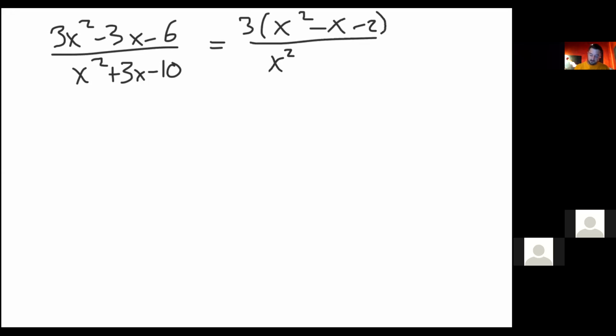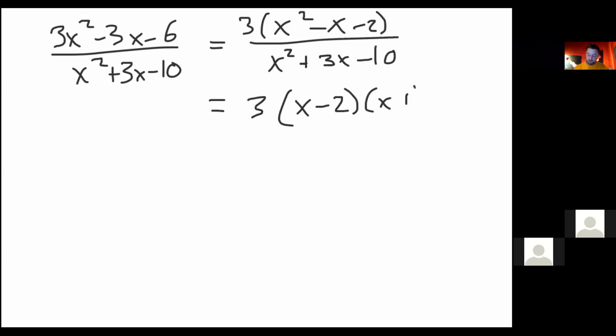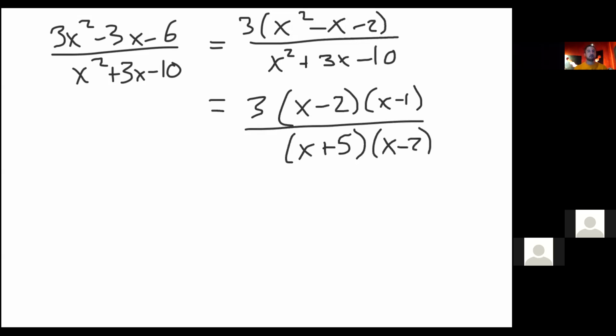Just taking it a step at a time, I'm going to leave that denominator alone for the moment. But now I see the two polynomials. If I stare at them for a little bit, I can see that I can factor them. In that numerator, it'd be an x minus 2 and an x minus 1. And in the denominator, it would be an x plus 5 and an x minus 2.